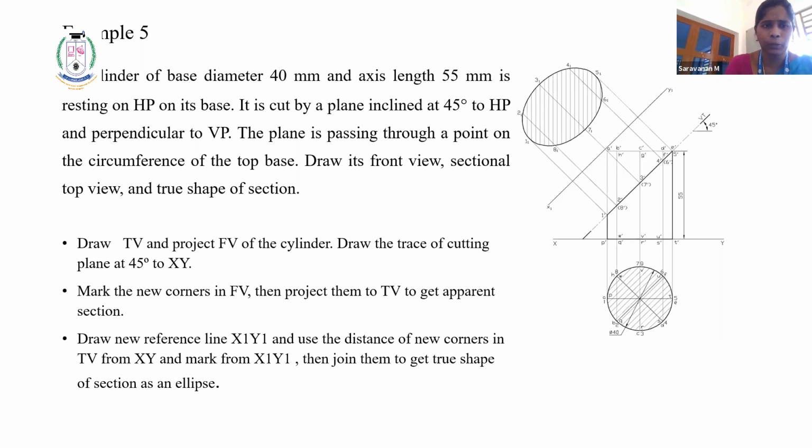The plane is passing through a point on the circumference of the top face. So here the sectional plane's condition is different. The plane is passing through a point on the circumference of the top face. So the sectional plane is passing through the top face of the prism. So only here it's shown like this. The sectional plane is passing through the top face of the prism. Like that you have to mark the sectional plane for an angle of 45 degree.